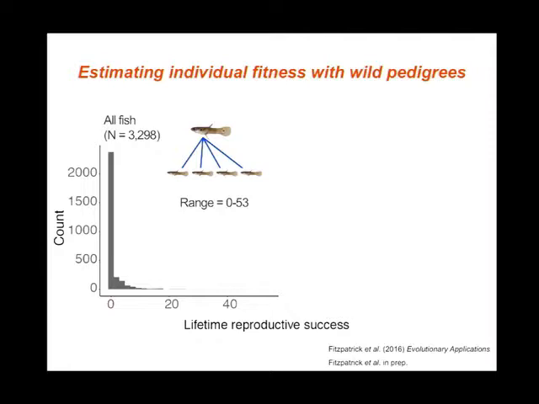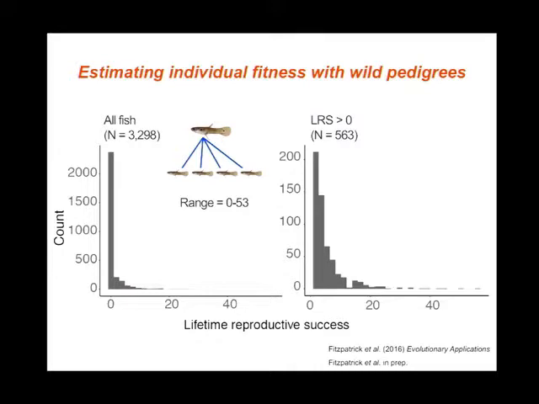Individual fitness estimates ranged from 0 to 53. So the rock star guppy in our case was this female who had 53 offspring assigned to her. What a badass. We see this commonly found, highly skewed distribution where most individuals had either 0 or really low levels of fitness. This plot shows individuals from the entire pedigree, and this one shows just individuals that had at least one offspring, to better show this distribution.